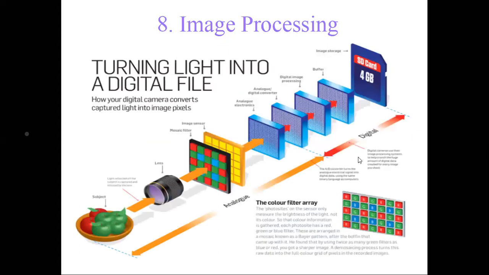So this is just an example of how an image is converted into a digital file, and then you can store it on your SD card or your memory card. Okay. So in image processing also we are using computer graphics.